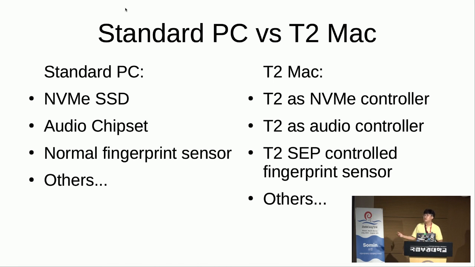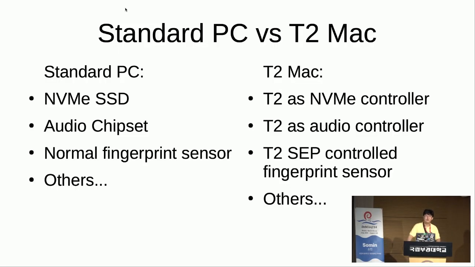So first we'll compare standard PC versus T2 chip Macs. Standard PC has NVMe or SATA SSD, normal audio chipset, normal fingerprint sensor, and many other components. But in contrast, T2 Mac has T2 chip also access NVMe controller, and actually its NVMe implementation is somewhat different from normal NVMe implementation. So we had to modify some code to work around it. And it also accepts audio controller, so it also can process audio. It also accepts digital signal processors.